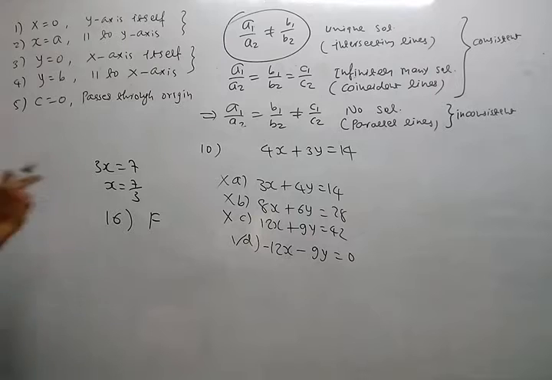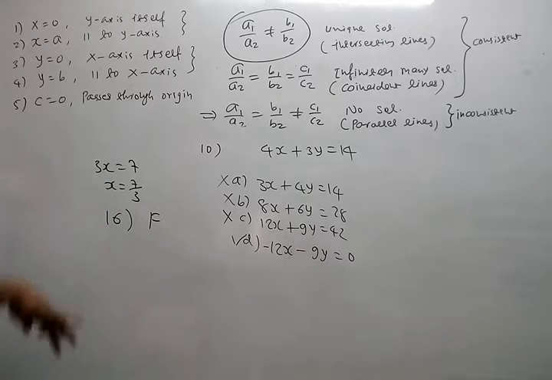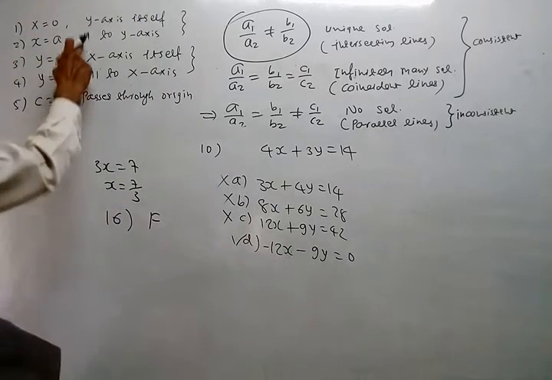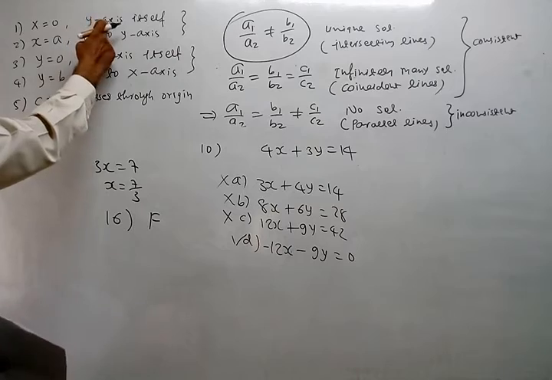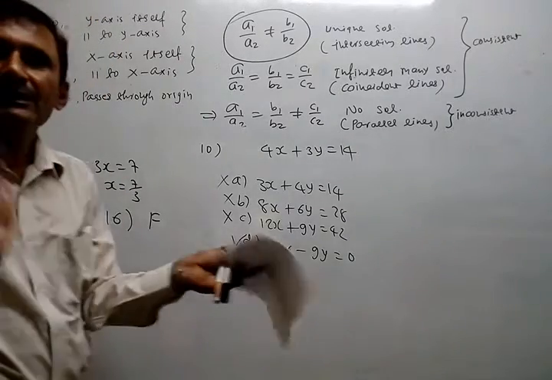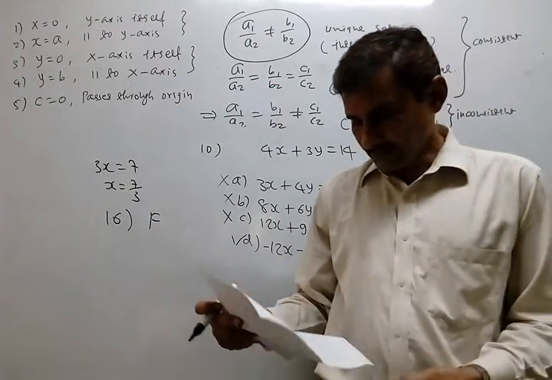So you understand? Remember this: if x equal to something, it is parallel to the y-axis. If y equal to something, it is parallel to the x-axis. Okay? If x equal to 0, it is the y-axis itself. If y equal to 0, it is the x-axis. So it's quite the opposite way, you should remember that. So the first one is false.